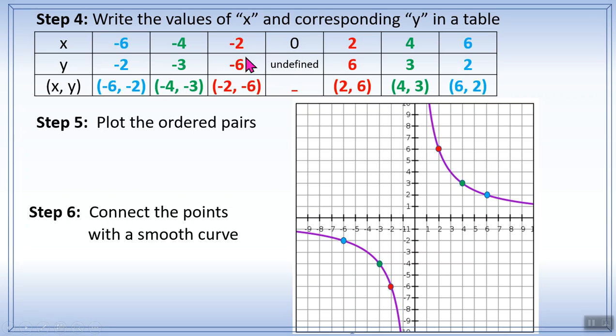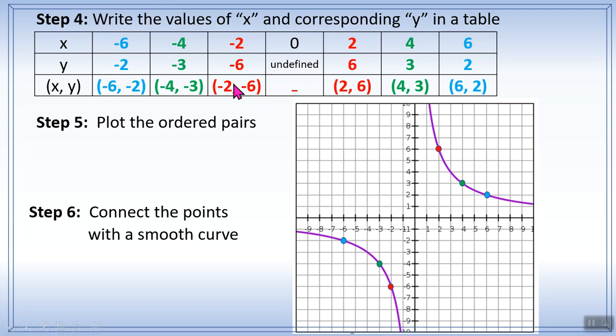Okay, now we will put the values that we found in the third step. Look here, negative 2, 6. This was in the first step. This ordered pair and this ordered pair were in the second step, and 6, 2 and negative 6, negative 2 in the third step. Now we wrote the ordered pairs in the table. Easily now we will plot those points.